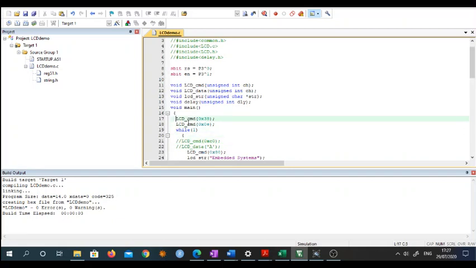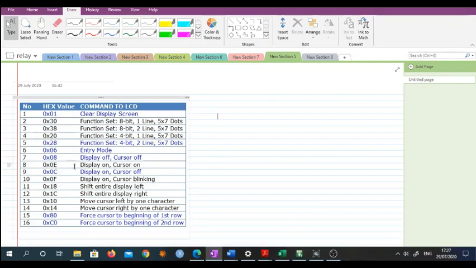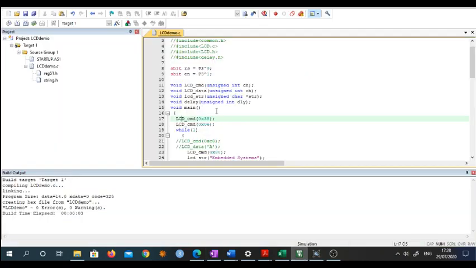You can observe LCD command 0x38. Now you go back here and try to understand what 38 means. 0x38 is 8-bit, 2 line, 5 by 7 dots. So I am initializing my LCD with 0x38. So I am using 8-bit mode operation. Then I am going to use both the lines. And then I am using the maximum resolution, that is 5 by 7 dots per character. So this particular command I am using at the beginning to initialize the LCD. So LCD command I am sending here 0x38.